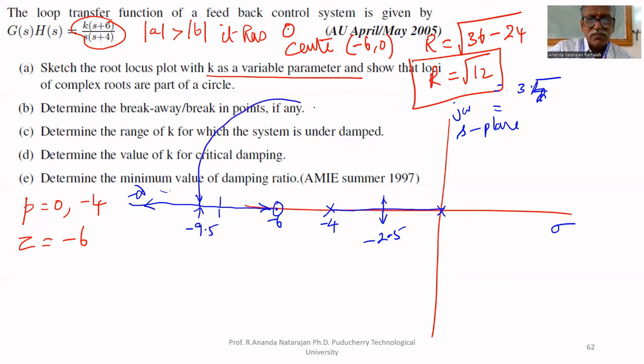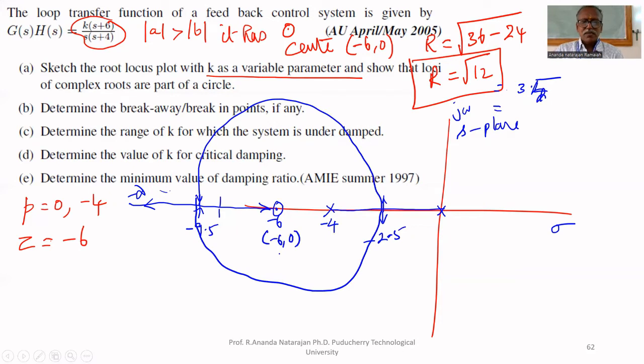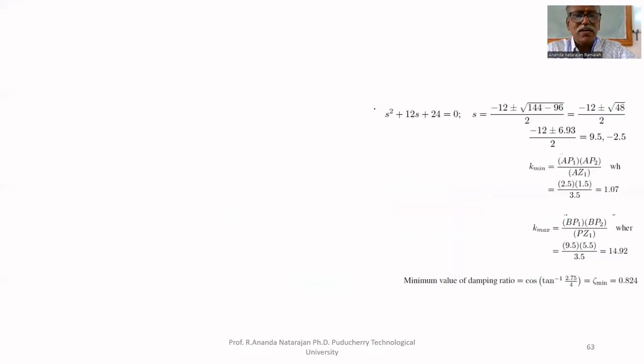Draw a circle of center minus 6 comma 0. Radius how much? This radius is 3.5. If they directly ask to draw the root locus, that's all. But they are asking to determine the breakaway and break-in points. That's why we have to find dk by ds. Now let us find the breakaway and break-in points.